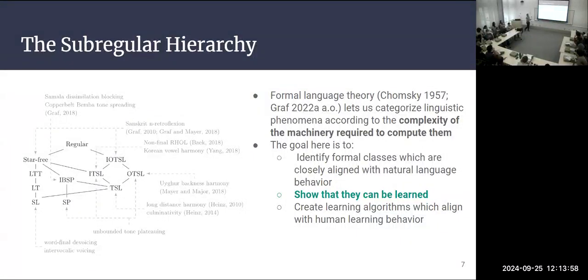We want whatever class we use to be expressive enough to account for all the things we see in natural language, but also limited enough that we can still learn it, and that it doesn't do lots of weird things that we don't see in natural language. Once we identify these relevant classes, the next step is to show that they can actually be learned. That's where this work fits in. I'm working on a particular learning algorithm for a particular one of these classes, which I'll talk about more in a minute.